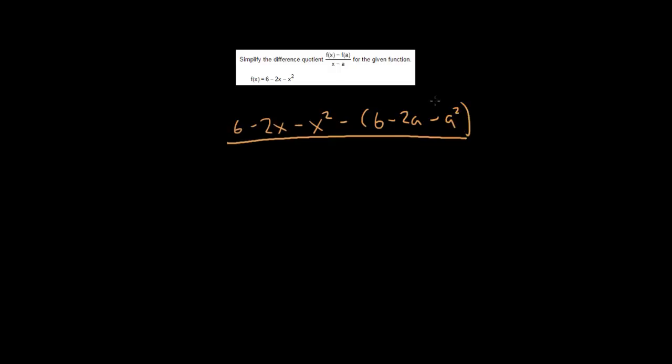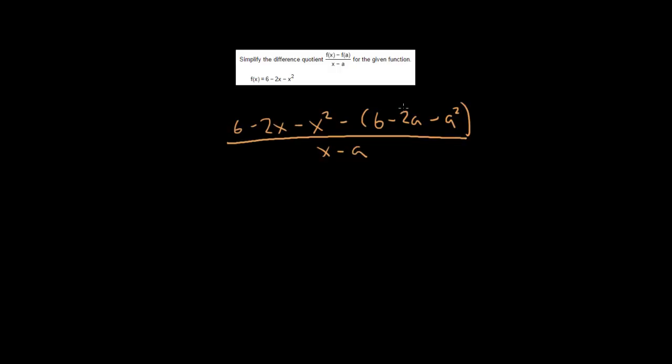Now you're going to need a really big fraction bar. We need f of x. F of x is defined like so: 6 minus 2x minus x squared. That's f of x. Minus f of a, which is just f evaluated at a. Be careful here, you need to subtract off the entire expression for f of a, so use parentheses: minus 6 minus 2a minus a squared. So f of x, f of a, and we're finding the difference. On the bottom, x minus a.